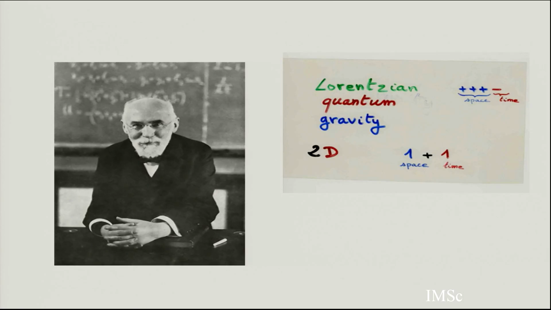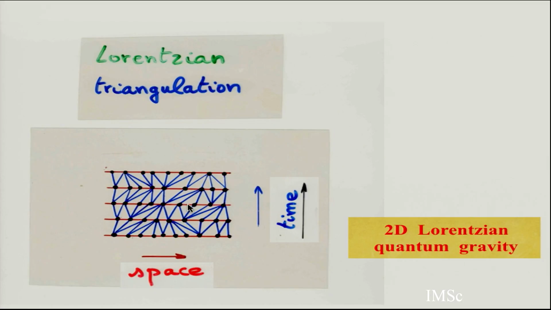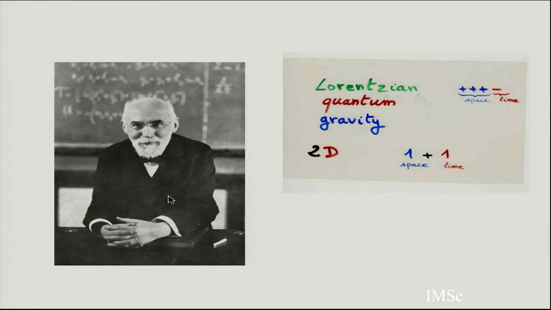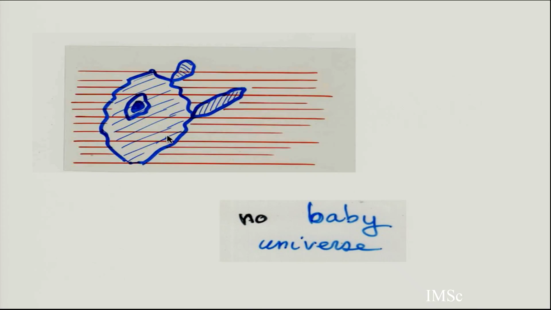So what is Lorentzian and Euclidean? Lorentzian gravity means, in relativity, there is a signature. In the 4-dimensional space-time, it's plus, plus, plus, minus for the time. The Lorentzian space, because it's minus for the time. But Euclidean is where you put a plus instead of minus. So this would be a 2D Euclidean triangulation. In 2 dimensions, Euclidean, you don't distinguish time and space. But in a Lorentzian triangulation, you really have a distinction between time and space. This is Lorentzian quantum gravity. In this theory, there is no baby universe.